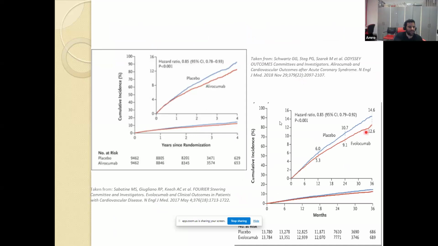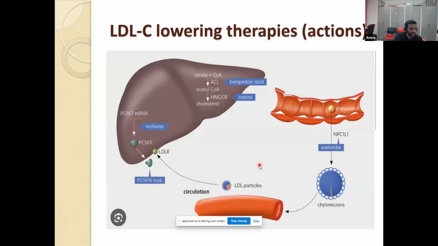Here, I'm not going to go into these slides, but this is just showing a Kaplan-Meier curve from the New England Journal of Medicine, showing these trials of how effective they are.